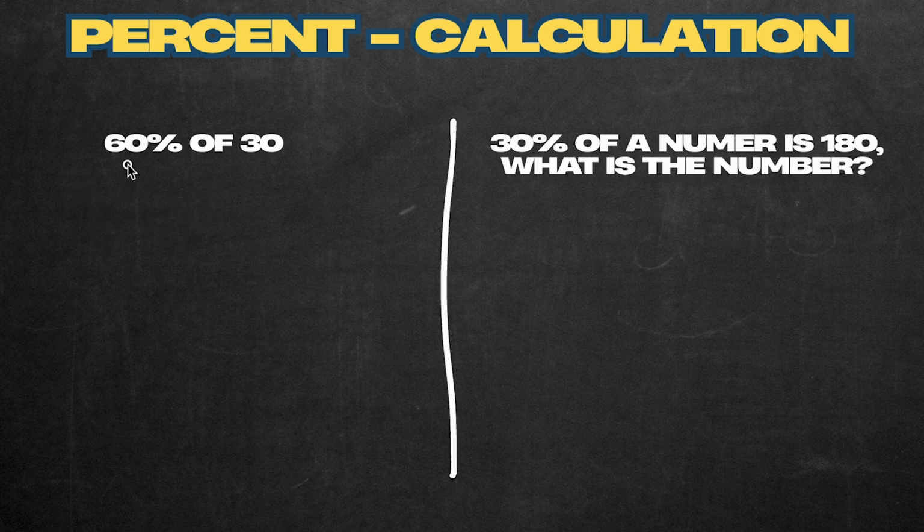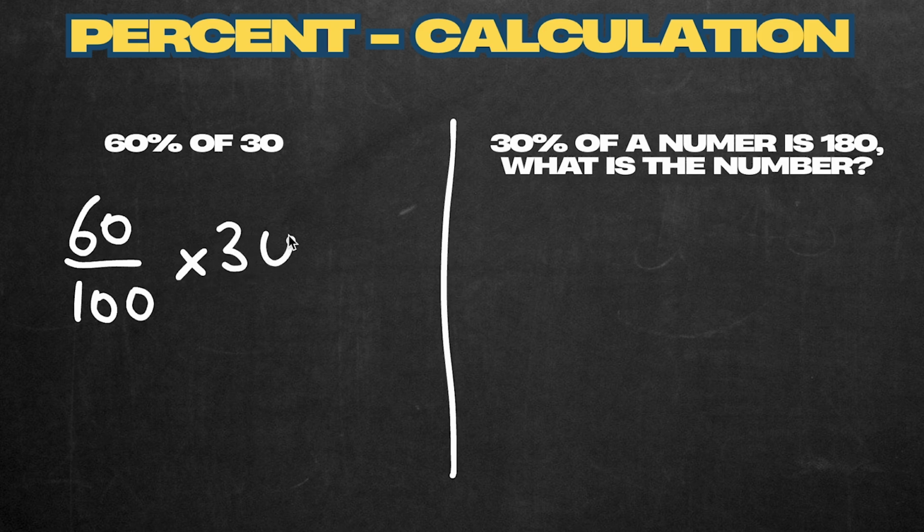Now you remember when we have 60%, we can write it as 60 over 100. 60% of 30. You can cancel this 0 with this 0. 6 times 3 is 18, right? That was a simple percent. Now I added a twist with it.